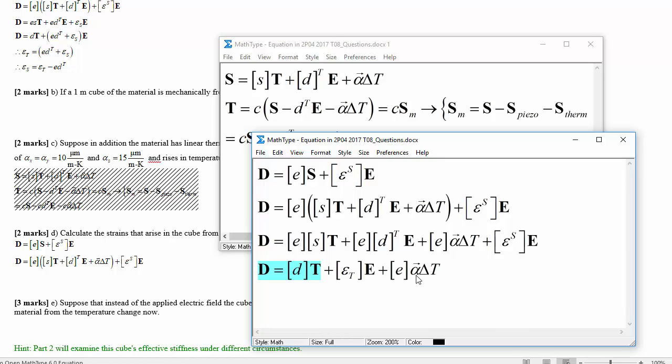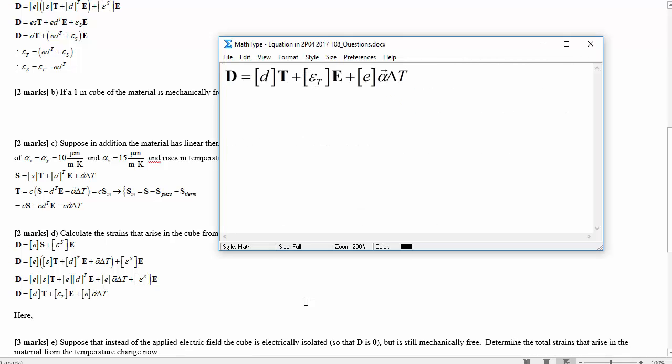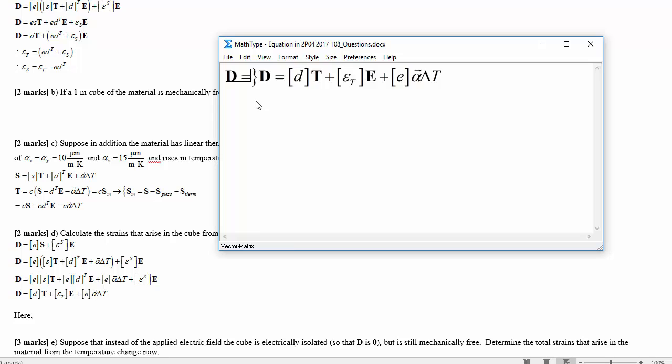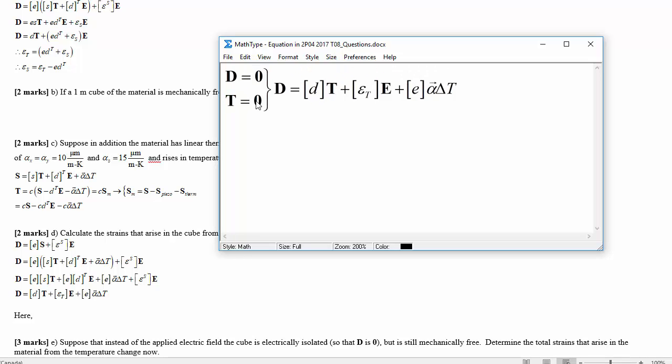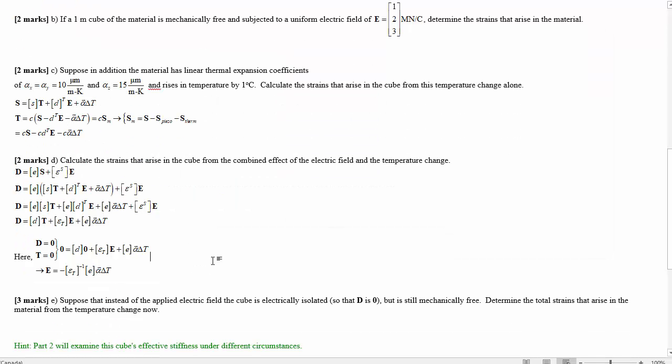So in this particular case, where we have the D equal to 0 and the thing being mechanically free so that the stress is equal to 0, we're going to end up with 0 equals that times 0. And the electric field is unknown, but we're going to be able to solve for it from this. So this tells you the electric field is equal to negative the inverse of epsilon t times the E matrix times the alpha vector delta t.